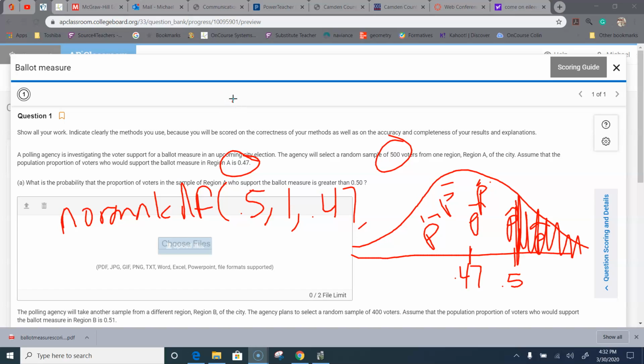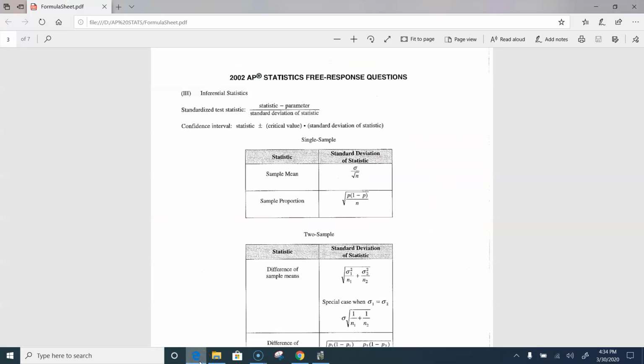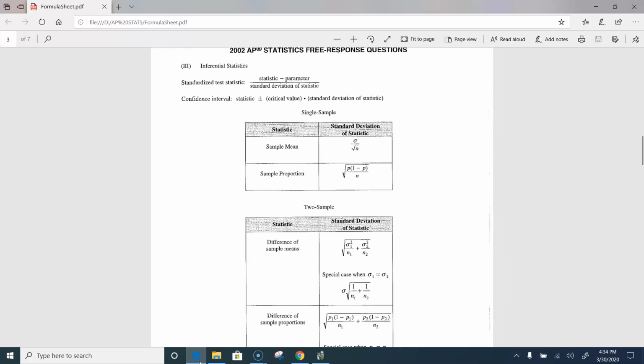But we have this formula where we have P times 1 minus P, which would be 0.53, divided by 500. We've seen this many, many times over the past couple of months in class. So that would be what I want to use for my standard deviation, right? 0.47 times 0.53 divided by 500, and the whole deal is under that radical. So like I was saying before, it's just this formula right here, sample proportions, right? 0.47 times 0.53 divided by 500.